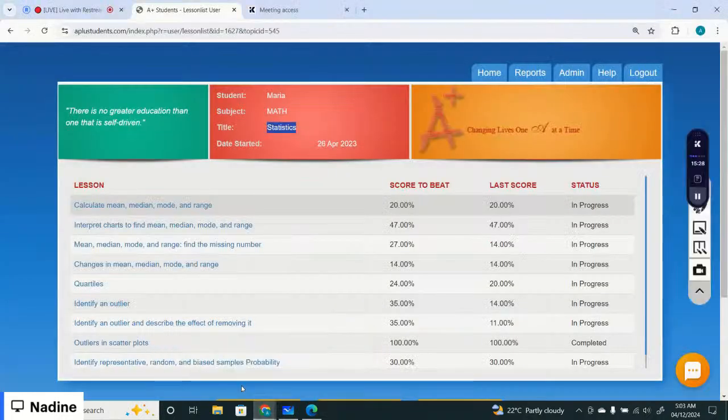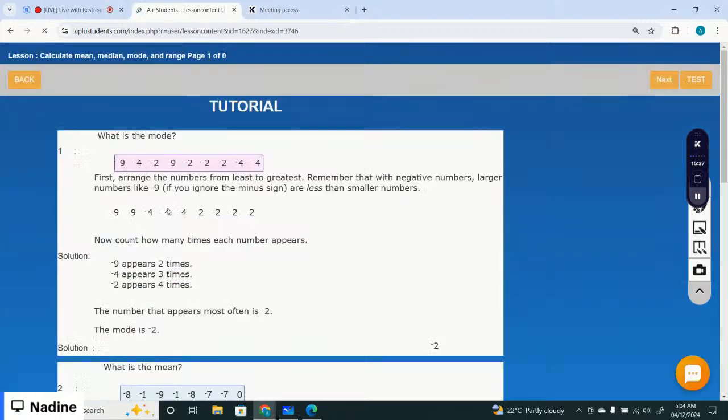So here I'm on grade 8 math. Let's just start with the lesson that is calculate mean, median, mode and range. What is the mode? The first thing you need to know is what is the mode. Mode is the number that appears the most of the time in the given data, right? So you have to see which number appears most of the time in the given data. You can see here -9 appears 2 times, -4 appears 3 times, and -2 appears 4 times. So -2 is the mode because -2 appears 4 times, right?